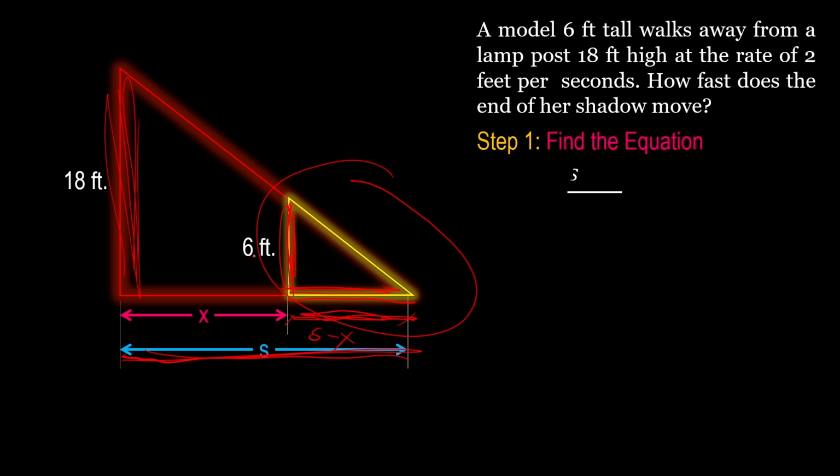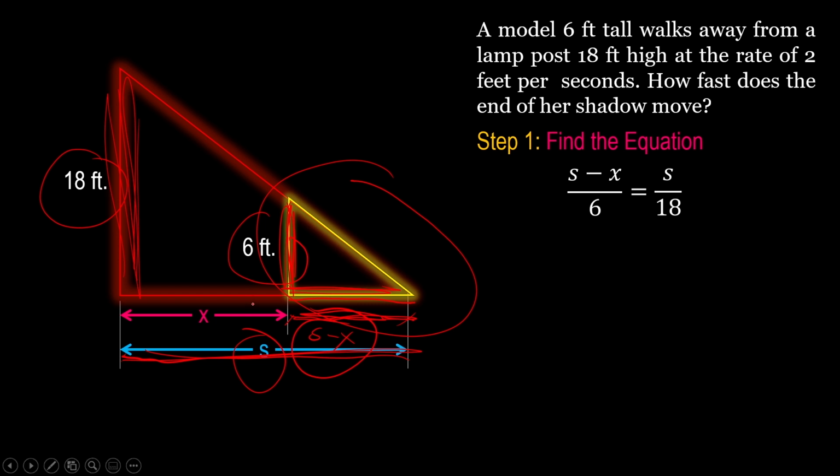Okay, so we can say we have s minus x over 6. So this is s minus x over 6, and that is equal to s over 18. So we have s over 18. We were just using ratio and proportion since we have a similar triangle here.